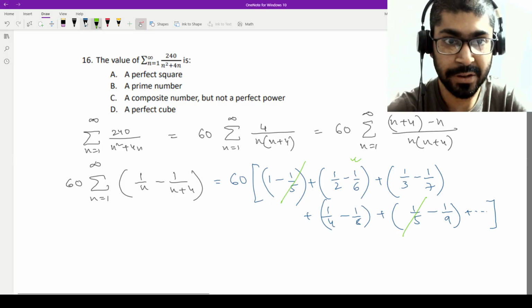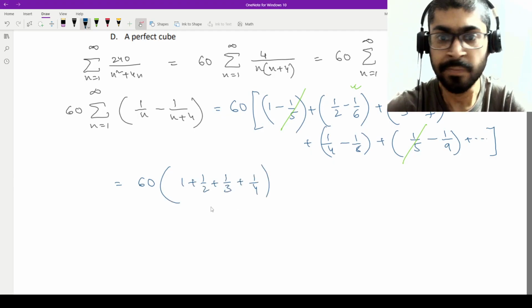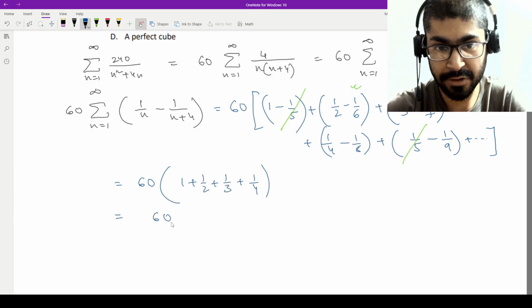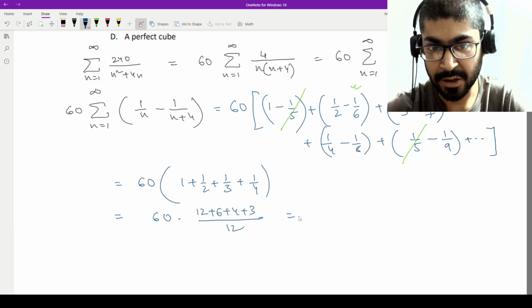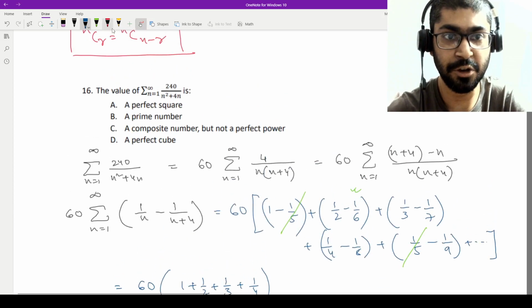So what are you left with? You are left with 60 into 1 plus half plus 1/3 plus 1/4, right? So you can take the LCM now. Take the LCM as 12. So 60 into the LCM will be 12, and you will be having here 12 plus 6 plus 4 plus 3, which turns out to be 25. So this is 5 into 25, which is 125. Now 125 is a perfect cube, right?